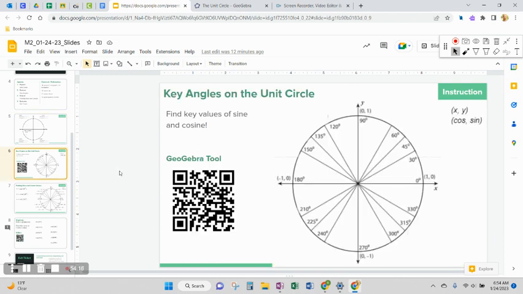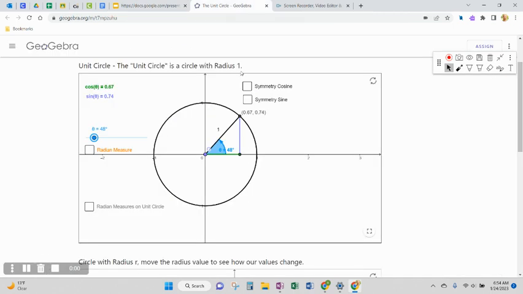So using this information, I want us to go around and detail out a couple of key angle values of cosine and sine at different points around our unit circle. This is one of the first activities we're doing in class today. It'll probably take us about 10 minutes. But if you use this GeoGebra tool, and let's say go to that first angle we looked at, 30 degrees, I'm going to click that right into 30 degrees.